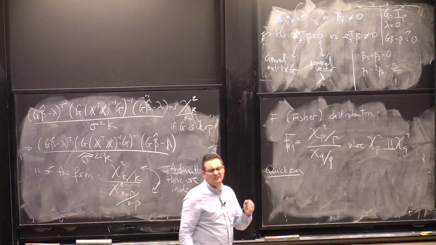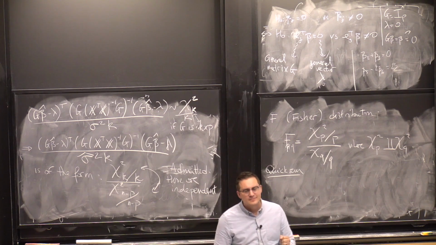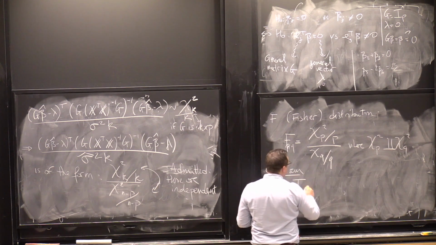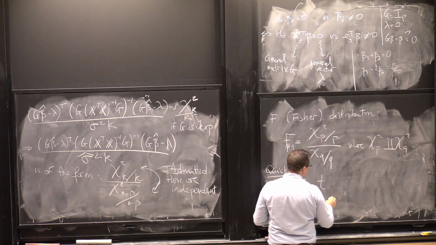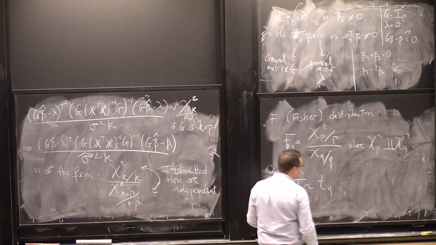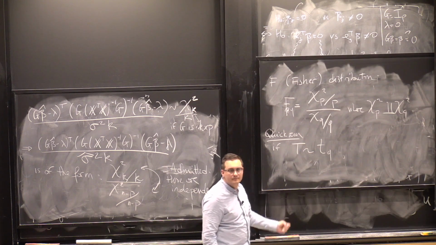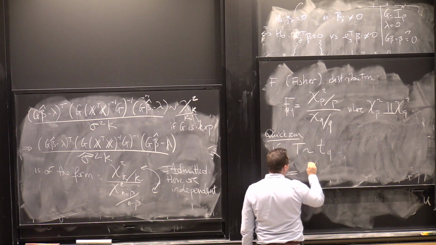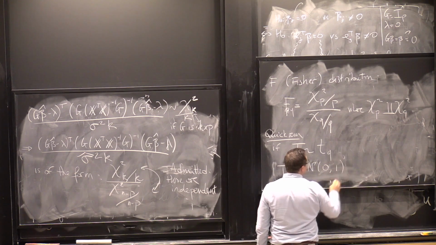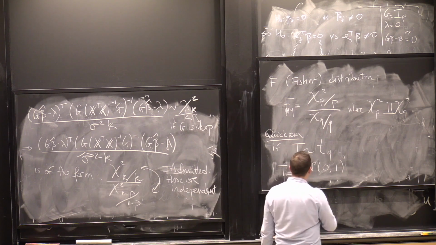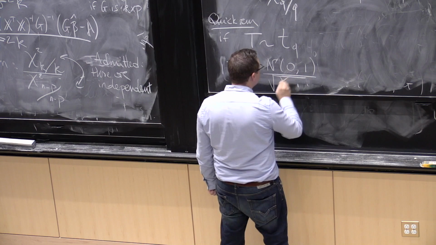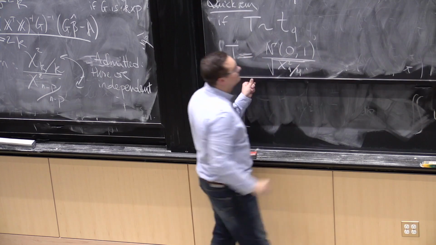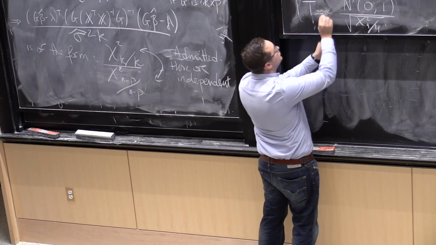Are those things really very different? How can I relate a chi-square with a t distribution? Well, if t follows, say, a t distribution with q degrees of freedom, that means that t is some N(0,1) divided by the square root of a chi-squared q divided by q. And that's the distribution of t.